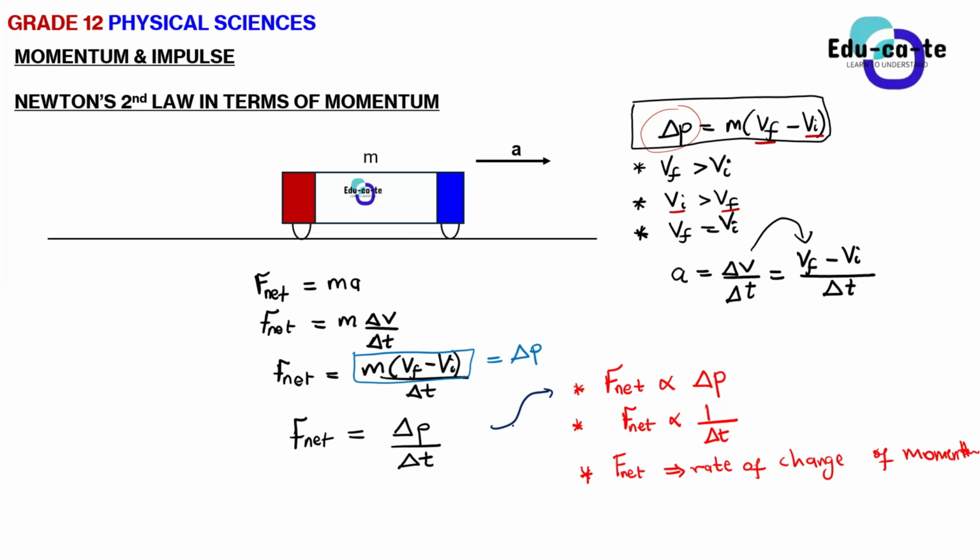All right. So the first one says the net force is directly proportional to the change in momentum. So it means that if the change in momentum is increasing, then it means that the net force, okay, let's understand which one is increasing the other one here. Is it F net or is it delta P?